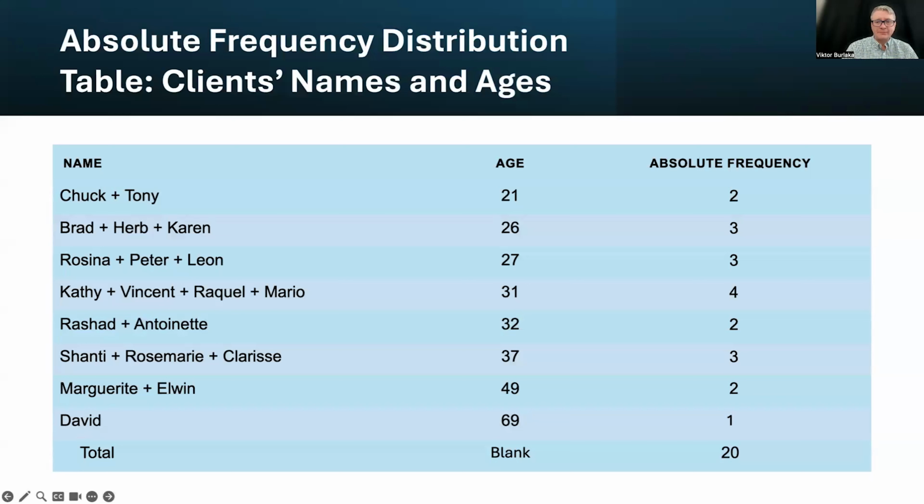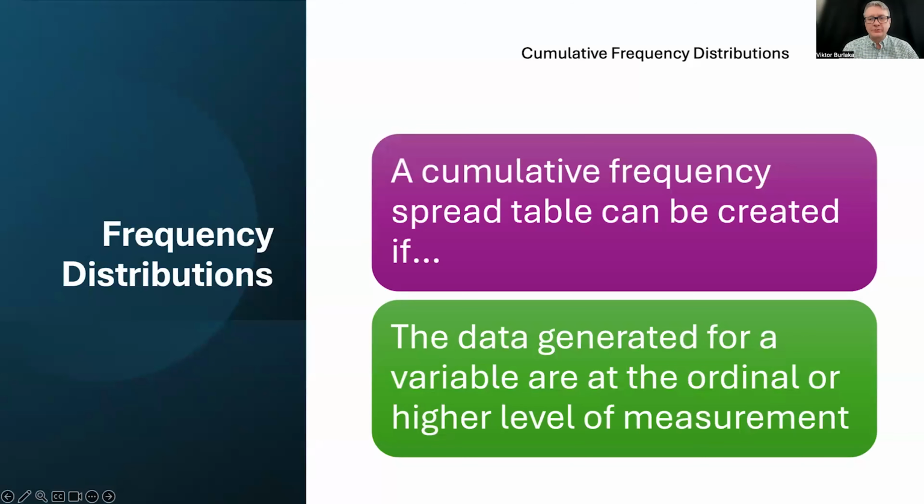Here's an example of an absolute frequency distribution table. To construct this, we simply count the number of times each attribute appears and place the totals next to each attribute. For instance, if age 26 appears 3 times in a data set, the table will reflect that frequency as 3. These tables provide a straightforward way to summarize raw data. A cumulative frequency table can be created if data generated for a variable are at the ordinal or higher level of measurement.